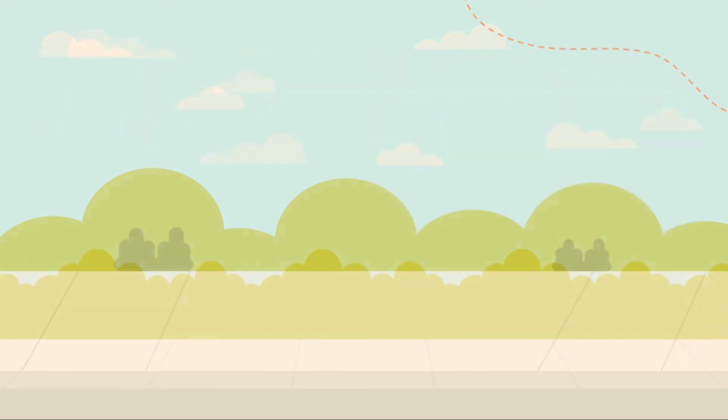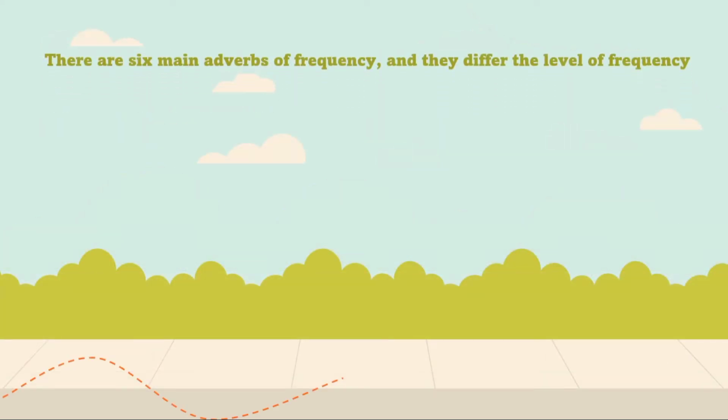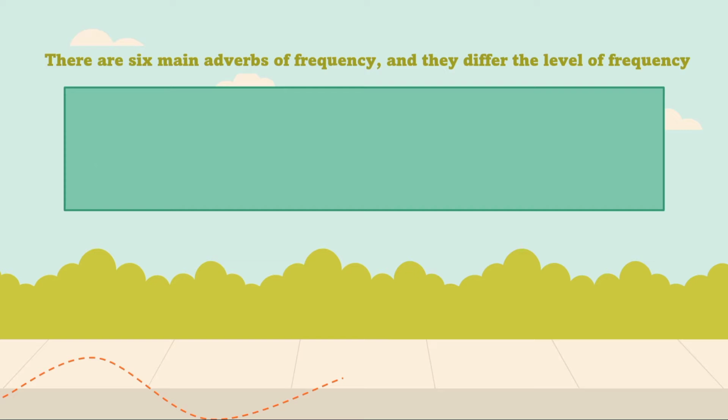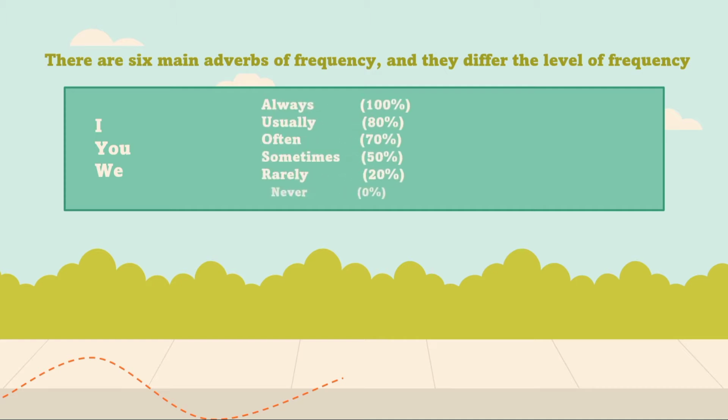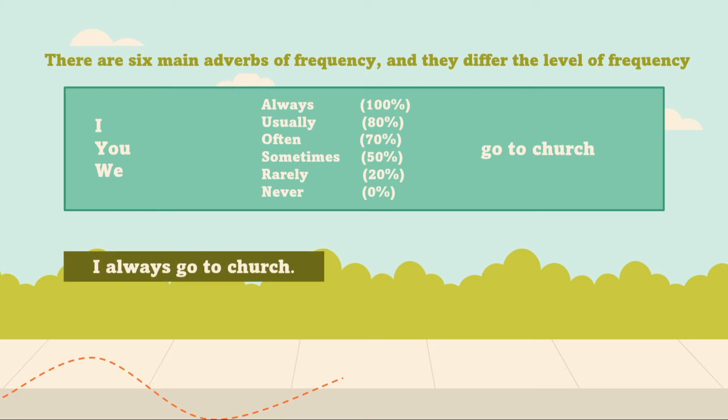There are 6 main adverbs of frequency, and they differ in the level of frequency. Let us have this table. Let's say, for example, the subjects I, you, and we. And the adverbs of frequency: always, usually, often, sometimes, rarely, and never. And the verb go to church. So we have, for example, I always go to church. So meaning 100% you go to church.